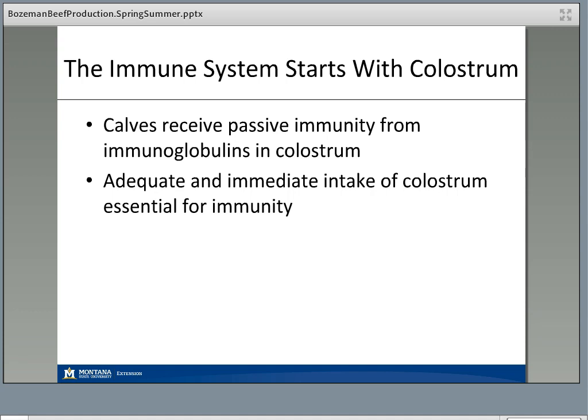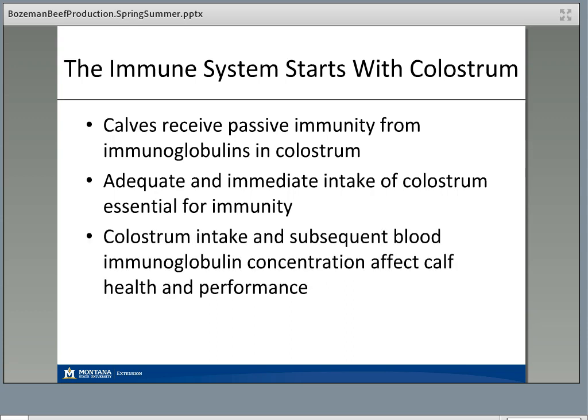And immediate is important because after the calf is born, he has what we call gaps in the small intestine where those large globular proteins are able to cross the intestinal wall and get into his blood. And the longer we wait after he's born, the tighter those gaps get, and we're going to have issues with being able to have efficient absorption. So we'll have decreased absorption at an older age, so having enough colostrum at an immediate time point is critical.